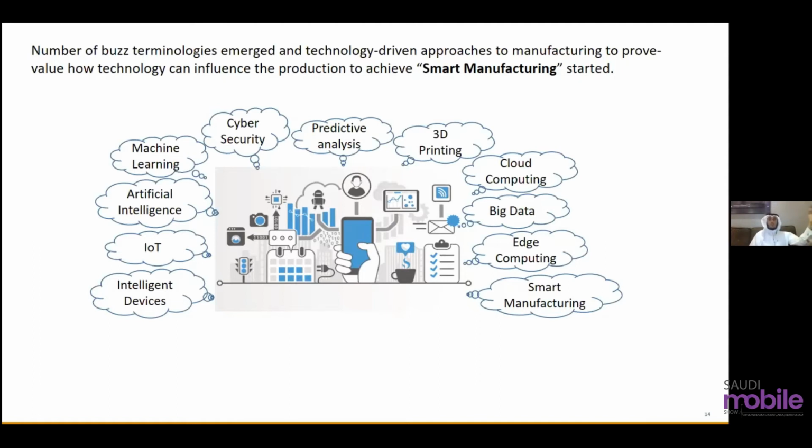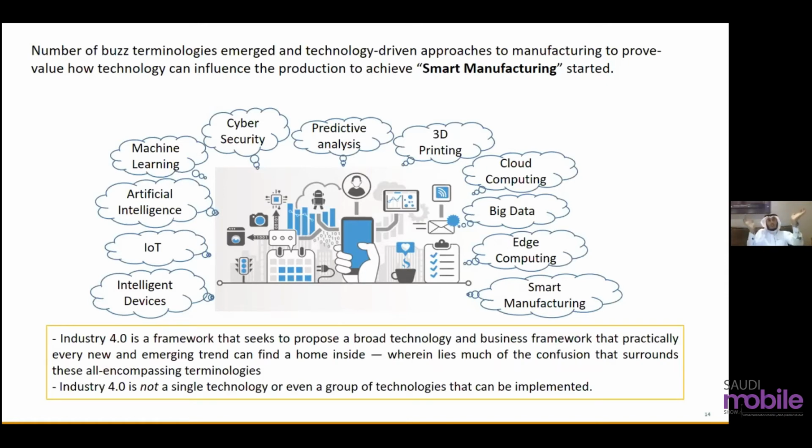on time. What about 3D printing, cloud computing, and edge computing? All of them together are creating big data. How are we going to protect this data? How are we going to process it on time and take the correct decisions on time in order to have smart manufacturing?